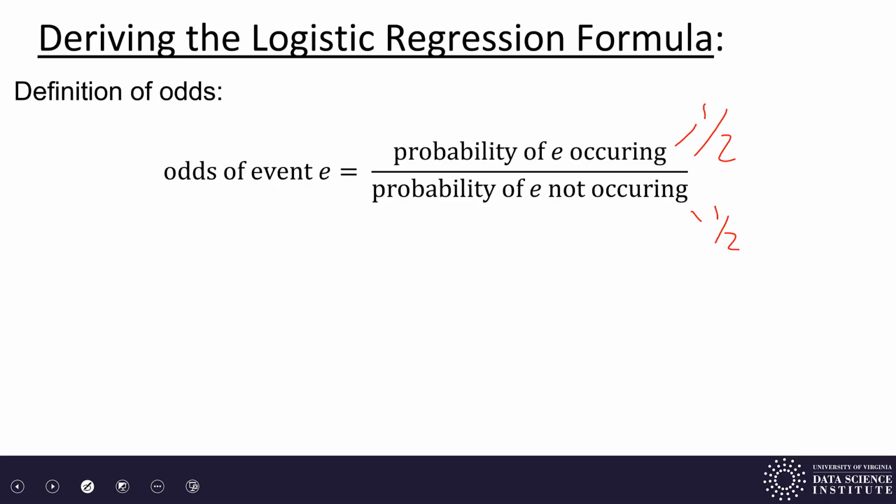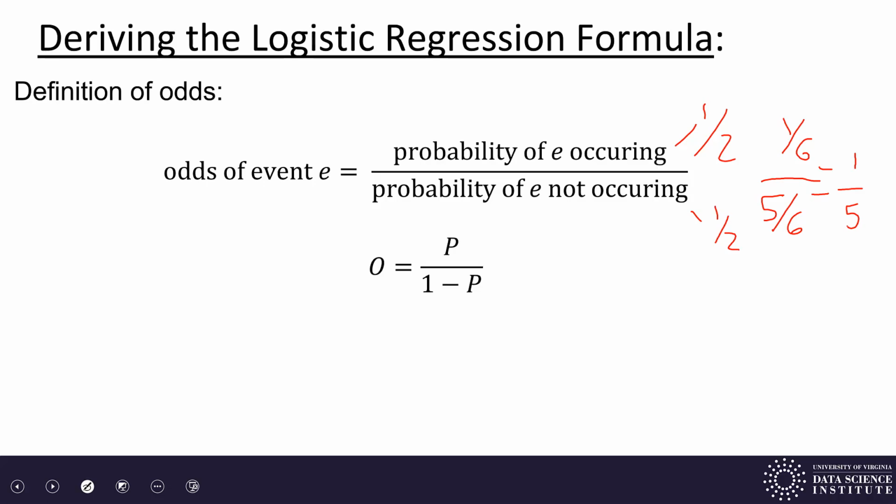Let's think about rolling a fair die and the odds of getting a 6. The probability of rolling a 6 is 1/6 because I have 6 options and only one of them is a 6. The probability of E not occurring, or of not rolling a 6, is 5/6. So the odds of rolling a 6 on a fair die is 1/5, or the odds of rolling a 1 through a 5 on a fair die is 5-1, or 5. That's what we mean when we talk about the odds of an event occurring.